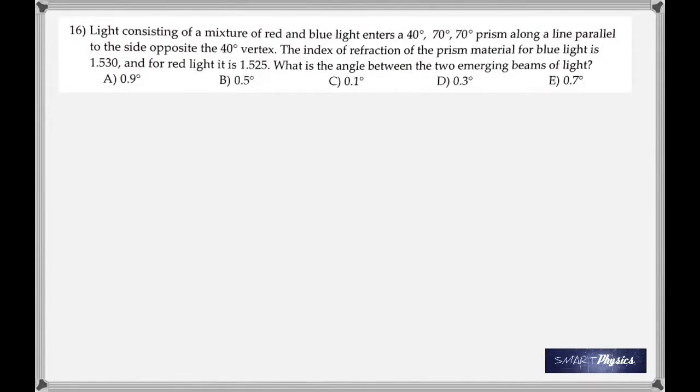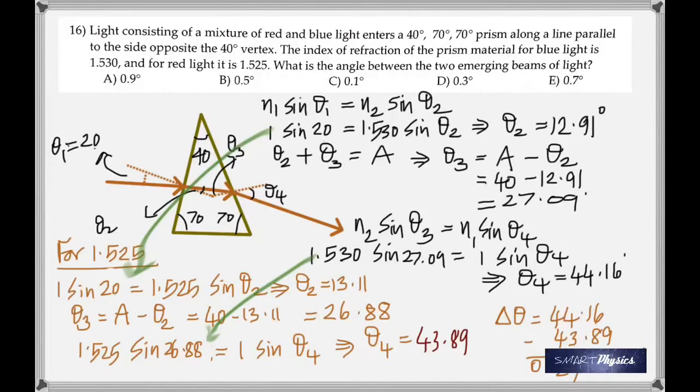Okay, in question 16, there is red and blue light incident on a prism, and you have to find the angle between the two emerging beams of light. Basically, you have to find the angle of emergence for both and find the difference between the two. Let me show you the whole solution and then try to explain it.